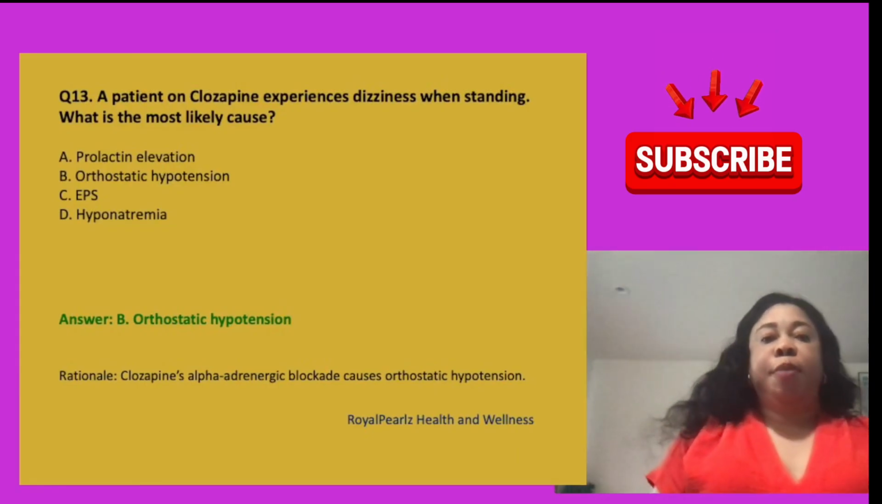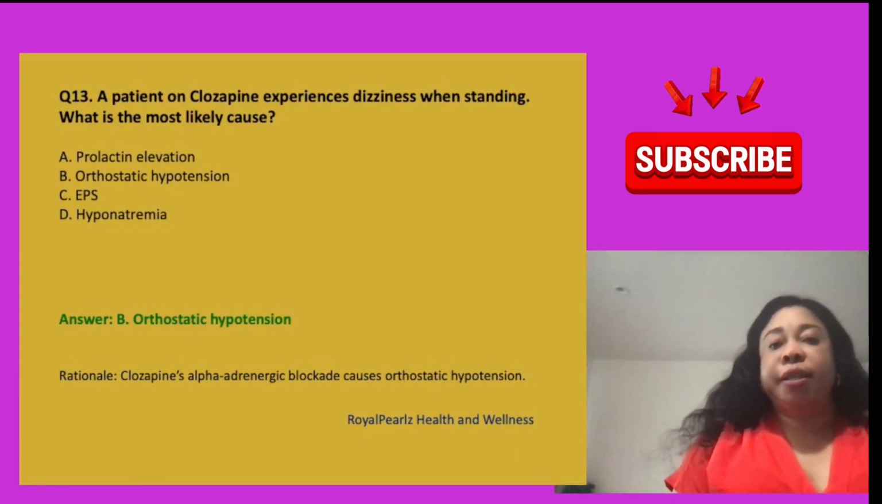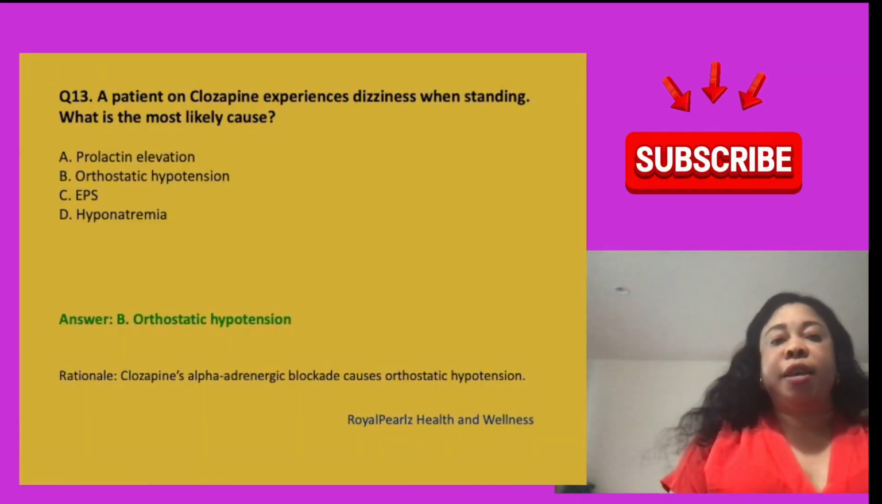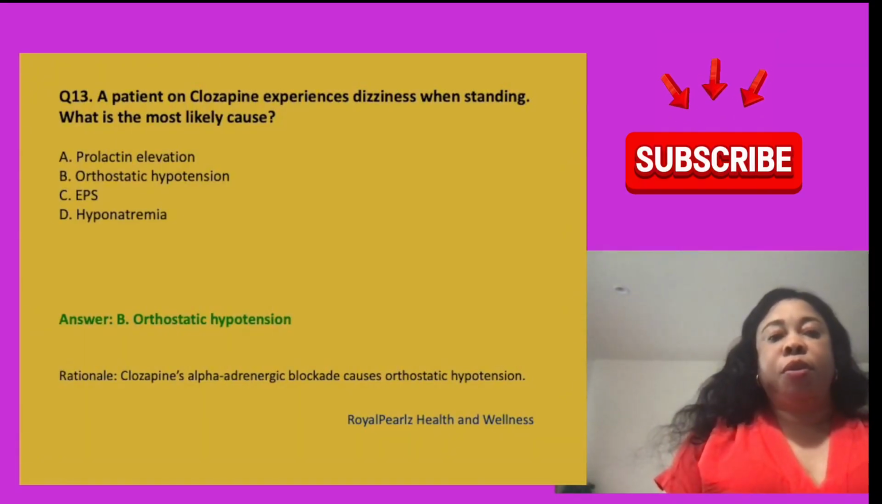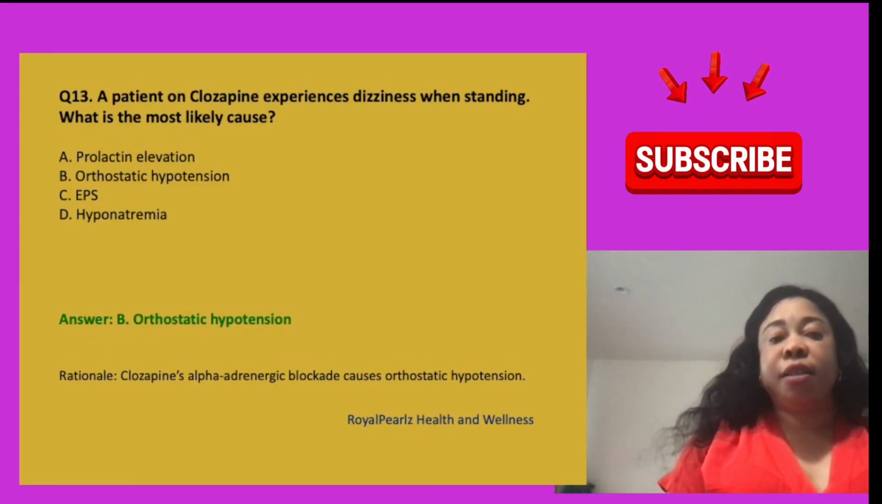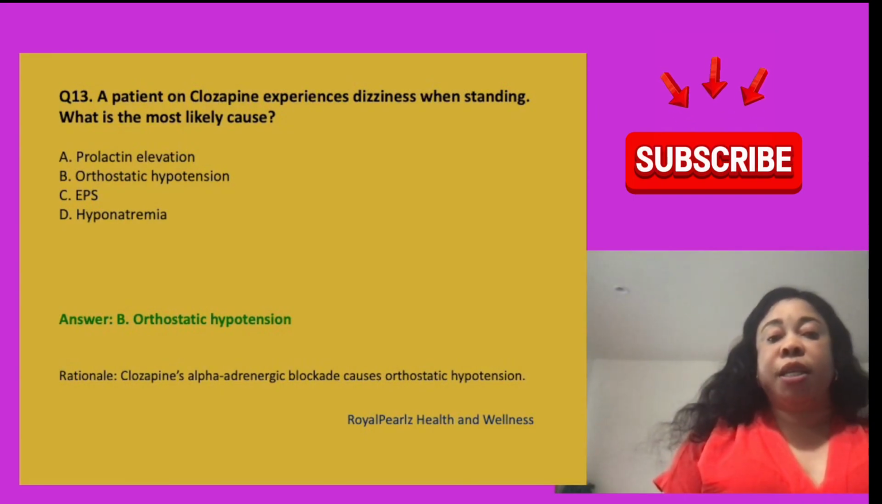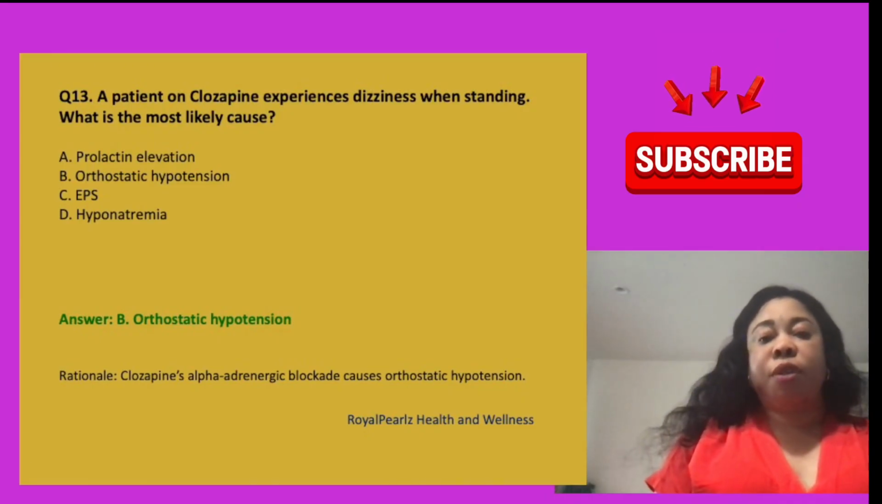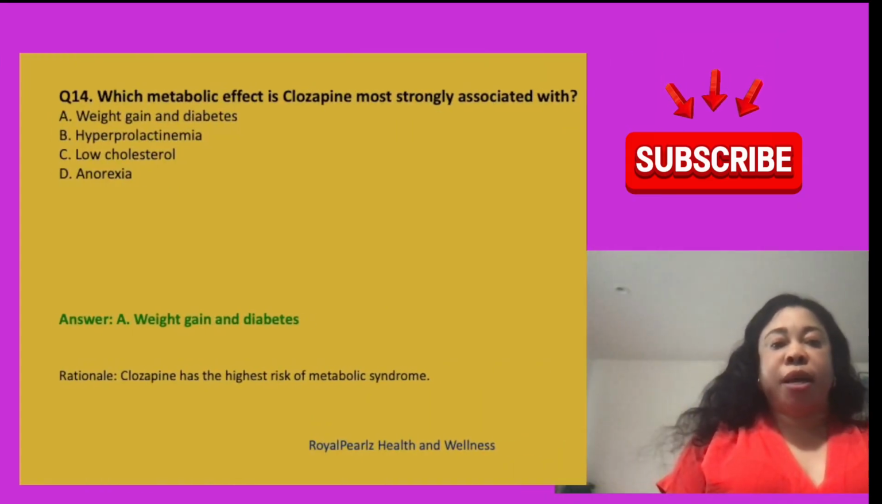Number 13, a patient on clozapine experiences dizziness when standing. What is the most likely cause? A, prolactin elevation. B, orthostatic hypotension. C, EPS. D, hyponatremia. The answer is orthostatic hypotension. Clozapine is an alpha adrenergic blocker that causes orthostatic hypotension. That is one of the side effects. You have to remember that.